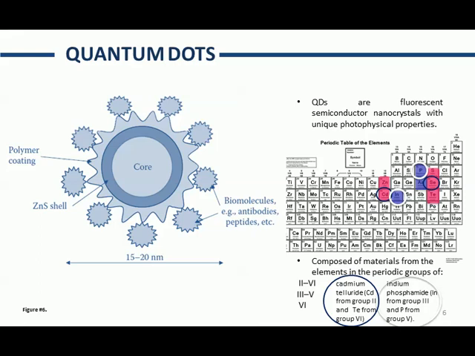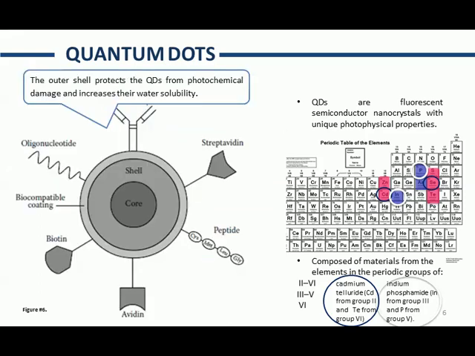But it is also further coated with an organic aqueous coating, to which biomolecules can be conjugated. For example, those you see in the presentation: antibodies, oligonucleotides, peptides. These outer shells protect the quantum dot from photochemical damage and increase their water solubility. The choice of the shell and coating is important, as the shell stabilizes the nanocrystal core and also alters the photophysical properties. The outer shell protects the quantum dot from photochemical damage, as I said before.